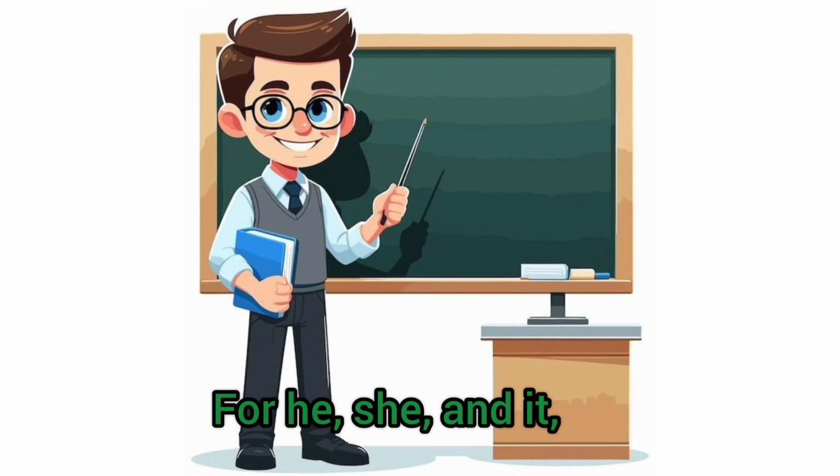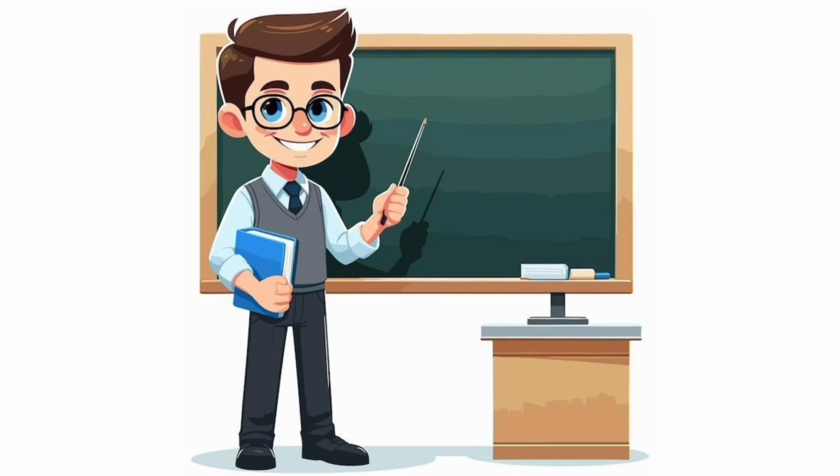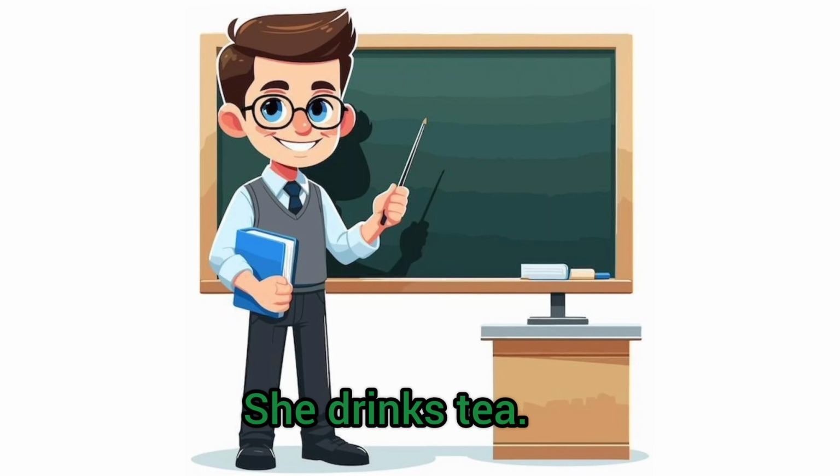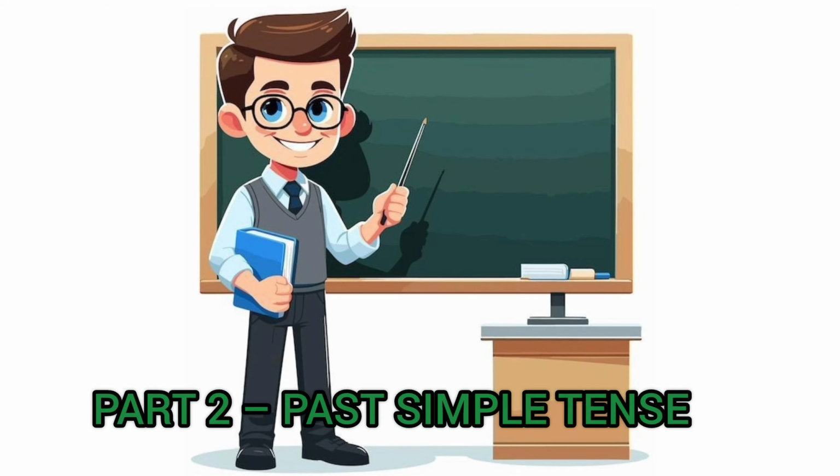He, she, it rule. For he, she, and it, add s to the verb. He wakes up early. She drinks tea. It works well.